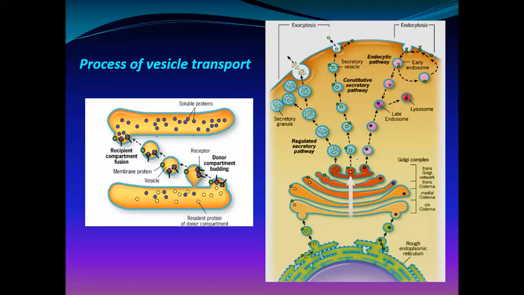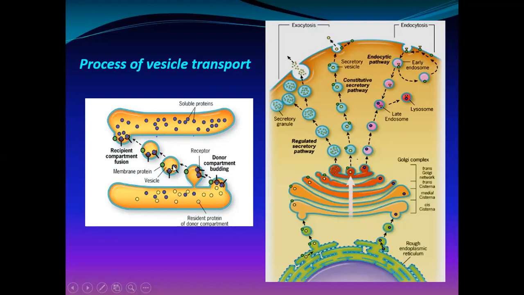So what will happen? These proteins, for example, from the donor compartment, bind to a receptor. Bind to a receptor, right? And then what happened? Budding out from the donor compartment. And then you can see there is a formation of the vesicle. And this vesicle has two types of protein now. One is membrane protein. Membrane protein doesn't bind to the receptor. Only the soluble protein binds the receptor. That yellow color didn't go. Why didn't the yellow color go? Because that is a resident protein.